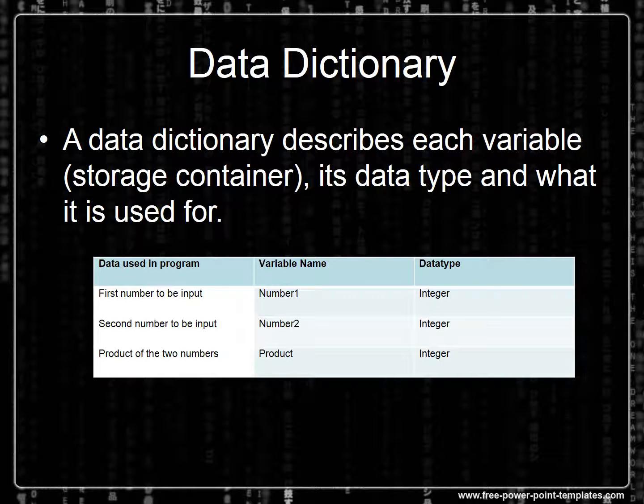Data used in the program. Well, the first variable is the first number to be put into the program, and we'll call that number 1. Not very creative, but it does tell us what's going on, and the data type of that one's an integer. The second number to be input is number 2. It's also an integer. And then the final variable used in this program is the product of the two numbers. We're going to call the variable name product, and it's also going to be of an integer data type. So there's our data dictionary.